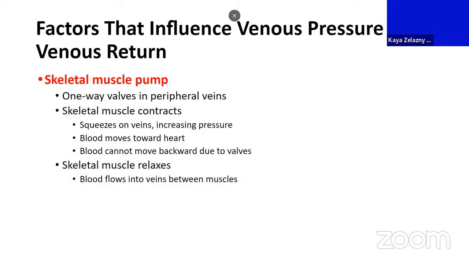So we looked at it in this text slide. When we have skeletal muscle contracting, it squeezes the veins, increasing pressure. As we increase this pressure, blood moves towards the heart. Any blood that's getting squeezed in the opposite direction can't go, because it bumps into the valves, which block it. When the skeletal muscle relaxes, we then have a low pressure environment in that vein. We have space in that vein and we can have blood go back into the vein between the muscles.